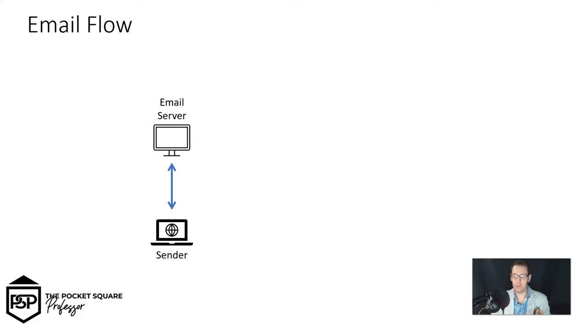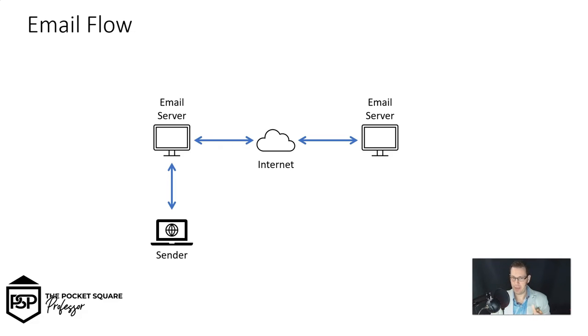The email server says, okay, well, I'm going to go out to the internet and I'm going to find and resolve the MX record for matt.com. Then I'm going to make a connection. Once I resolve it, I'm going to connect directly to that email server and say, hey, email server, I have an email destined for Matt at matt.com.